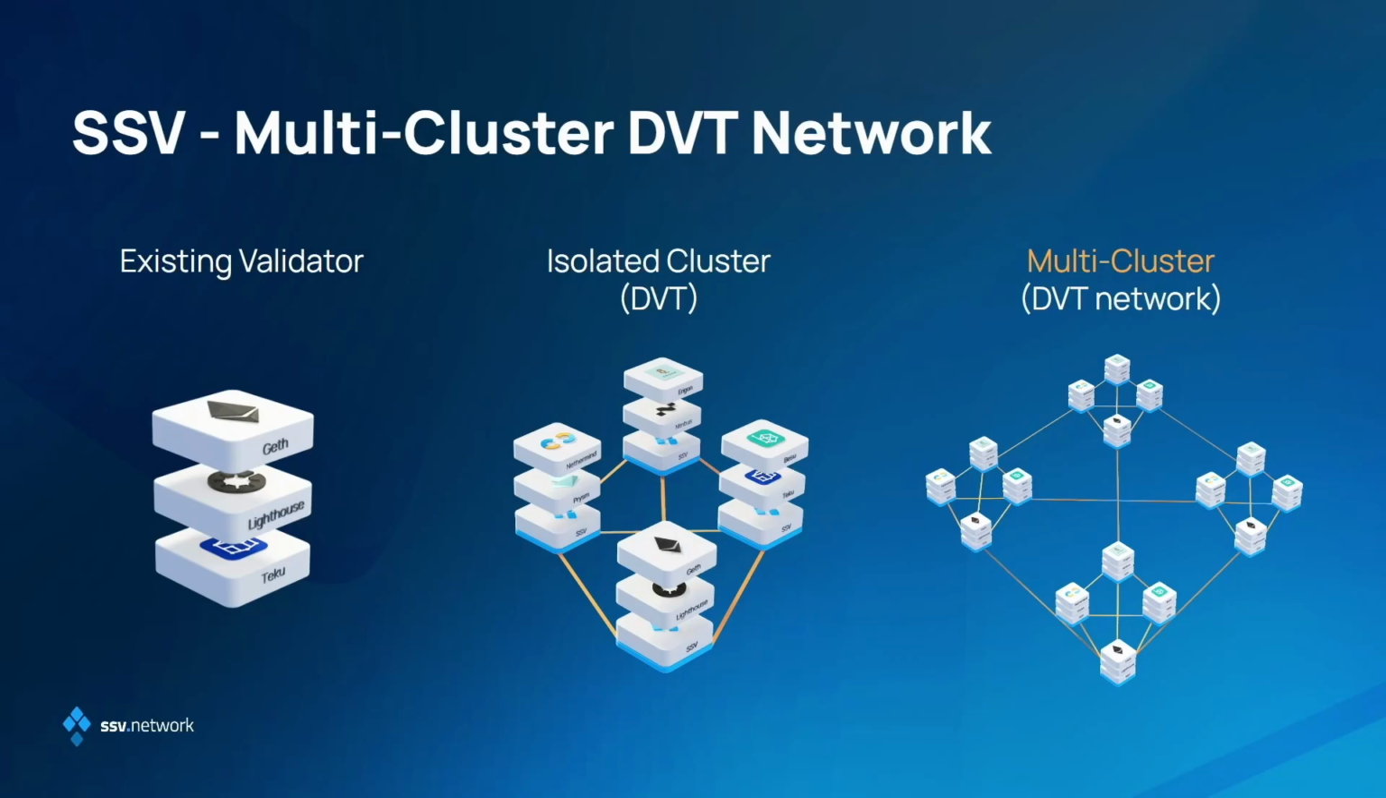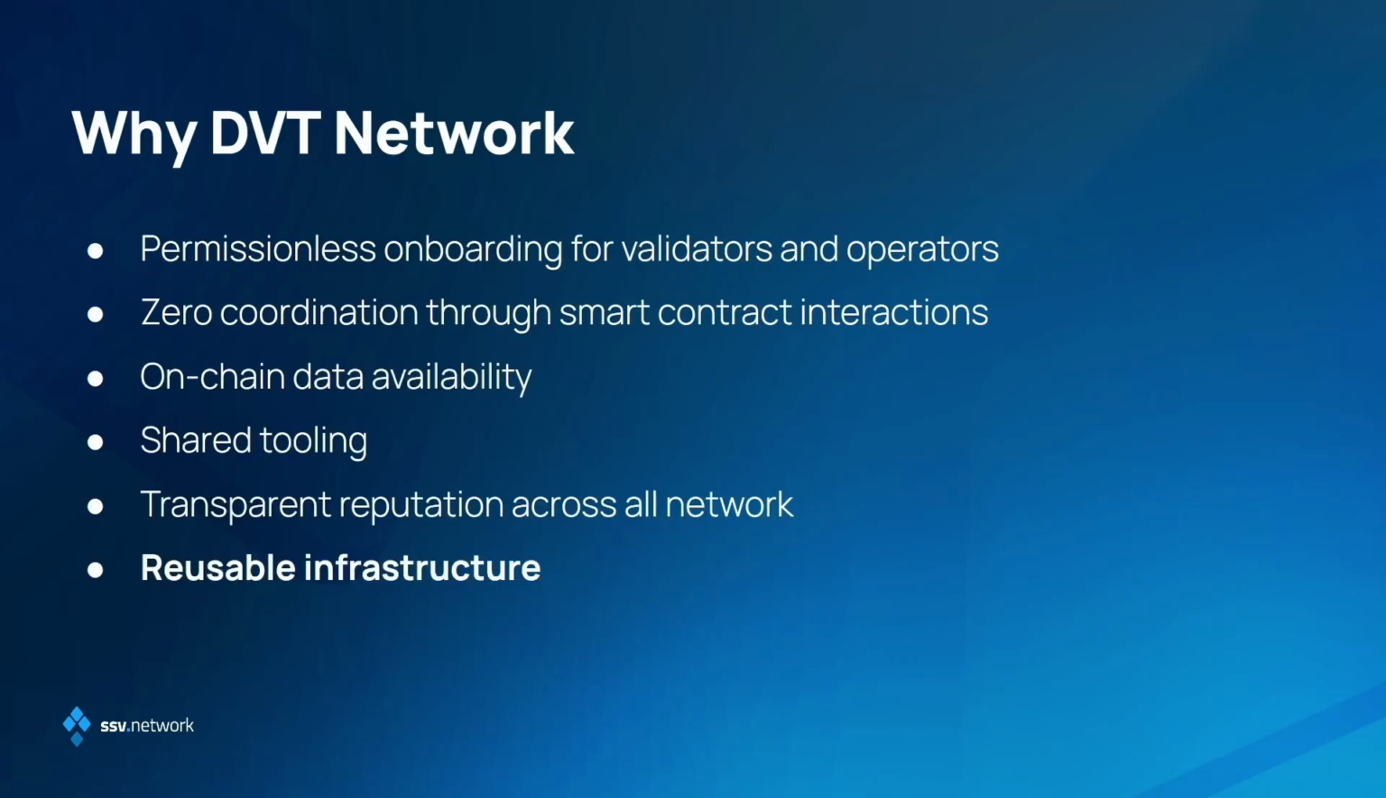And we did this by adding two more core components. Firstly, a robust peer-to-peer pub-sub network, but we also added a smart contract layer on top for coordination. Why did we do it like this? Or what are the benefits of doing it as a network?